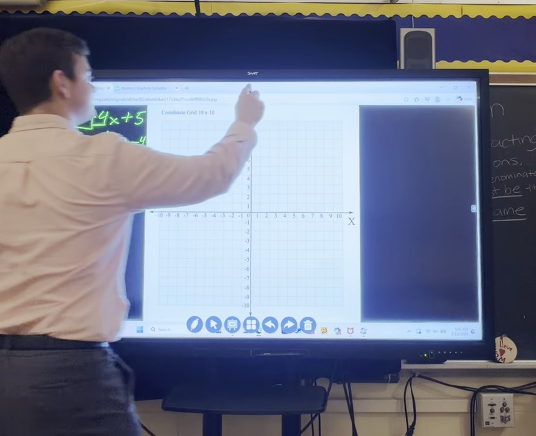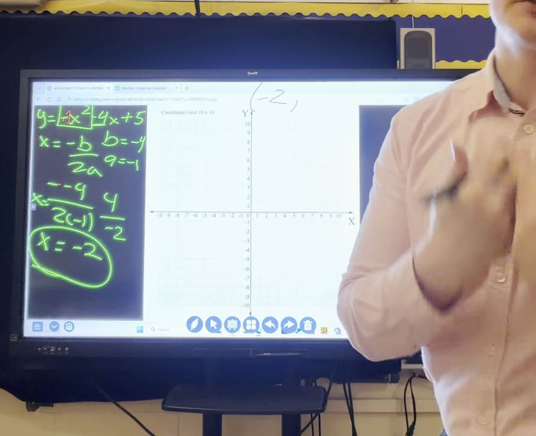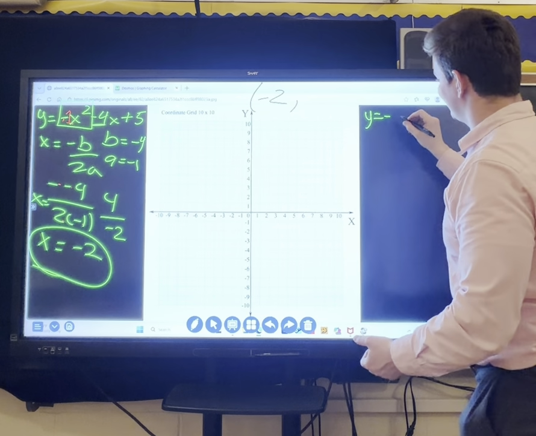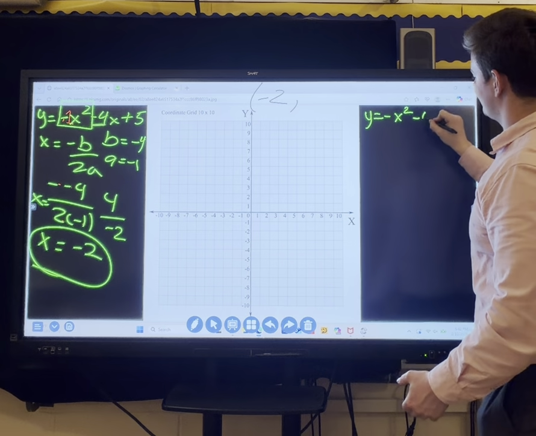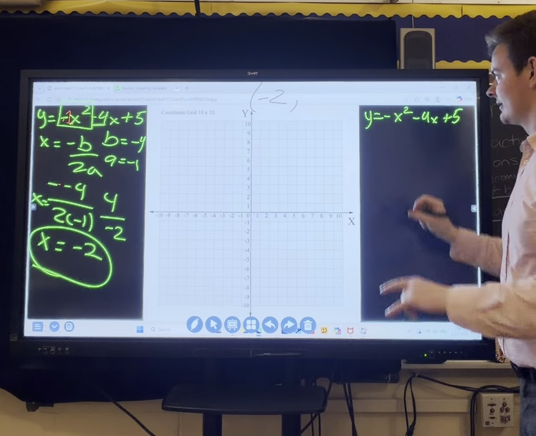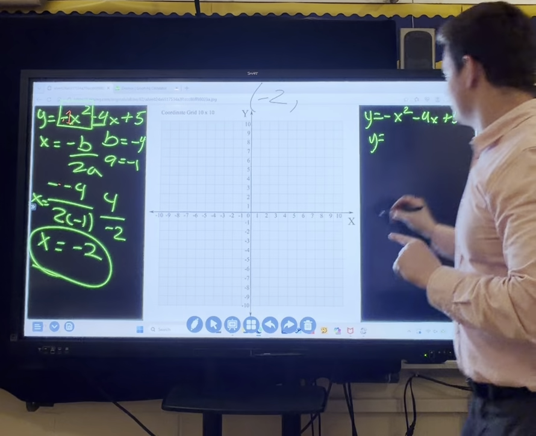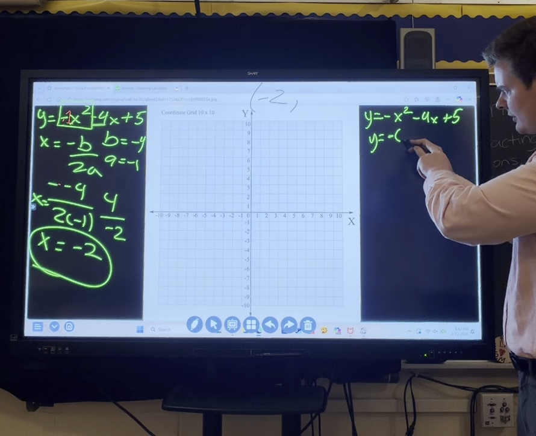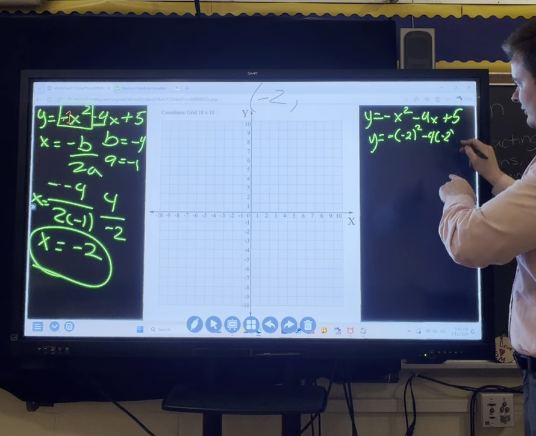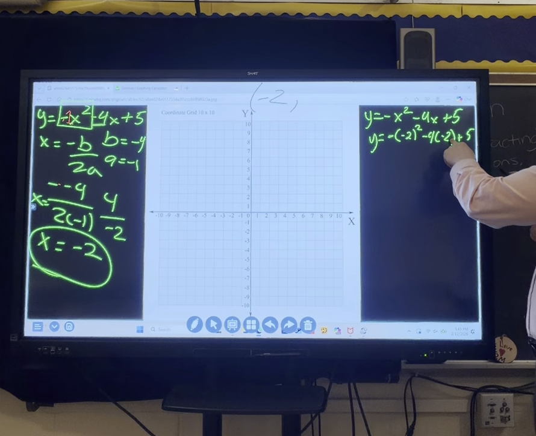Once I have my x, I plug it in to find my y. I could just calculate this whole part, but I'm going to do it the slow way. y equals negative x squared minus 4x plus 5. This is a tiny bit tricky. Again, I'm just replacing the x with the negative 2. Negative 2 squared minus 4 times negative 2 plus 5.